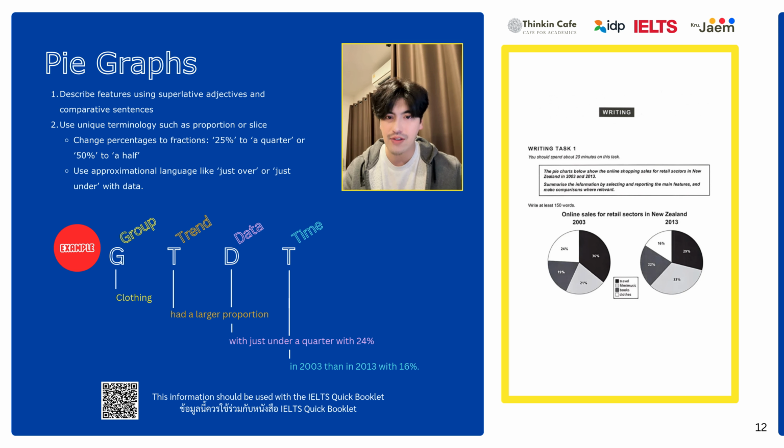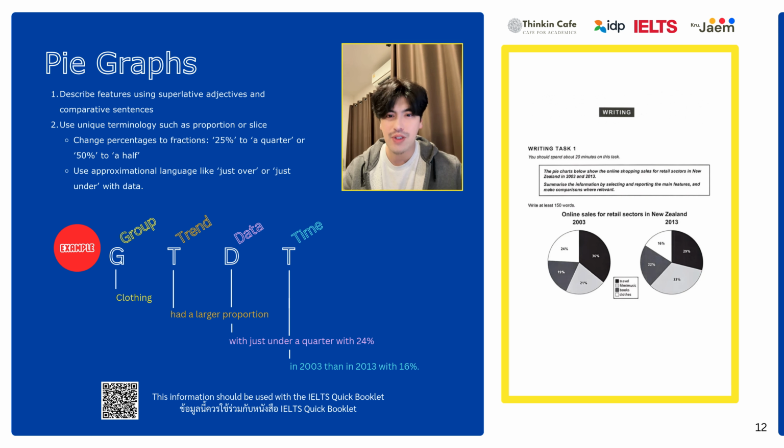However, the approximations in a pie graph could be, instead of 25%, you might say a quarter. Instead of 50%, you might say a half, for example. And if you come across percentages where it's a little bit above 50% or a little bit below 25%, you might say, for example, just under a quarter with 24%. Or if it's 51%, you might say just over a half with 51%, for instance.